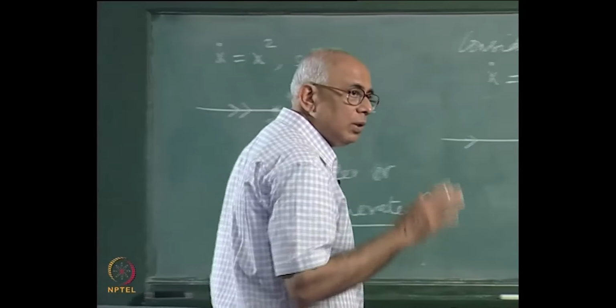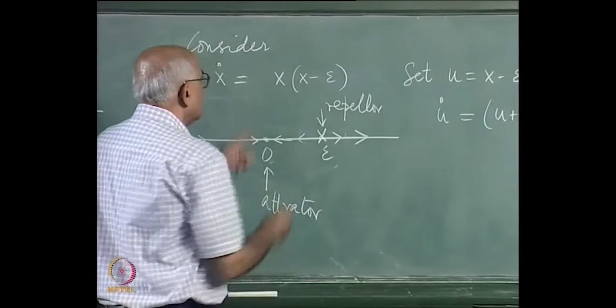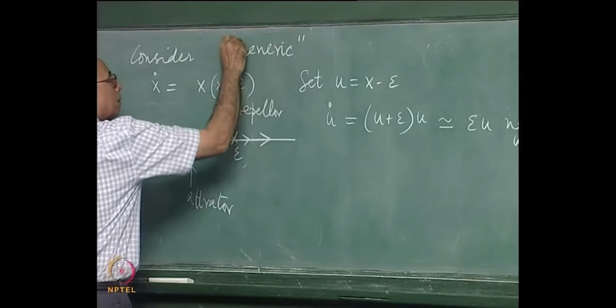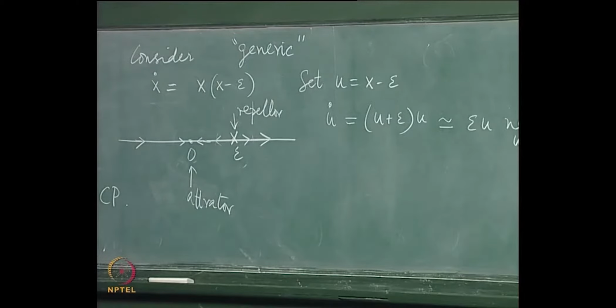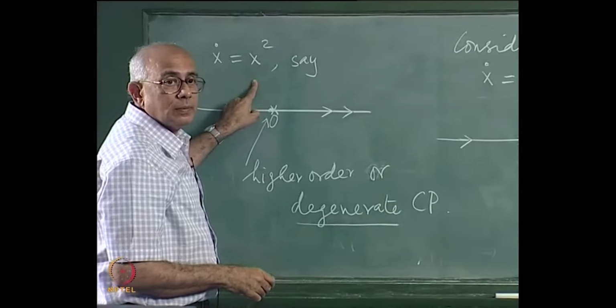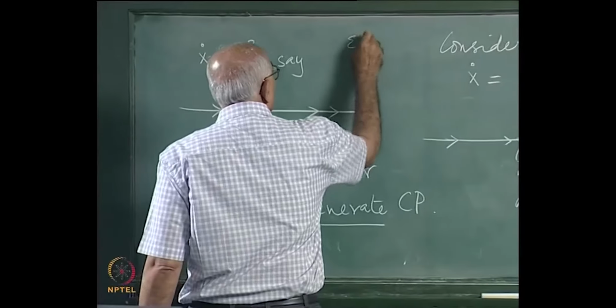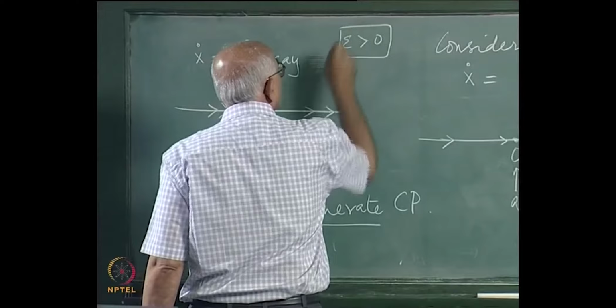So I went to what I call a generic or typical case. This is generic, that is not generic, it is degenerate, and all this was true for epsilon greater than 0, that was crucial.